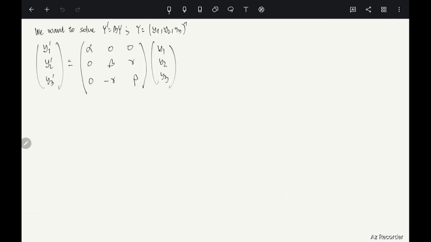See, this is what we are going to get. Now, if you write it down properly, these are the three equations which you are going to get. y1 prime equals alpha times y1. y2 prime is beta times y2 plus gamma times y3. And y3 prime is minus gamma times y2 plus beta times y3. Now, the first equation is very easy to solve, right?